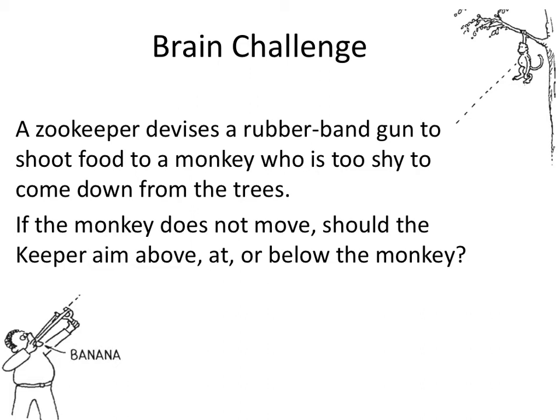Here's the challenge. I'm not going to tell you the answer today. I want you to make a prediction and write it down. A zookeeper has a rubber band gun to shoot food to a monkey who's too shy to come down from the trees. We've had enough animal cruelty in the concept check today, so we're being nice now. If the monkey isn't moving, should the zookeeper aim at the monkey, below the monkey, or above the monkey? Not going to tell you. Make a prediction. Remember, this is if the monkey's holding onto the tree and does not move.